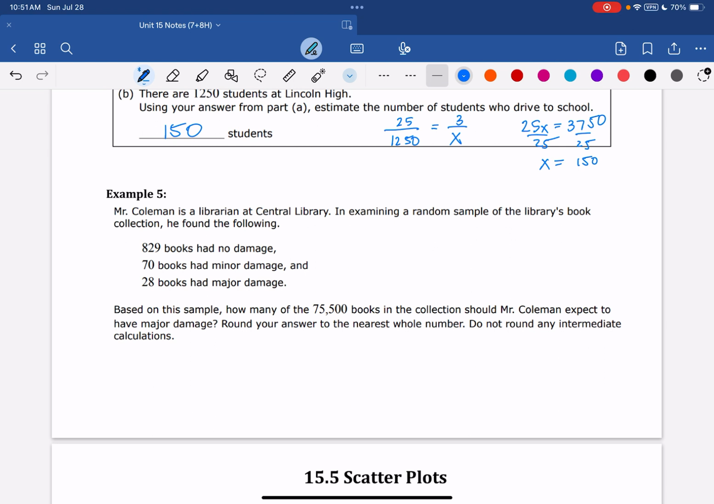Okay. So first we have to figure out how many books he sampled. So 829 plus 70 plus 28. So he sampled 927 books. And he found that 28 of the 927 had major damage, right? So he would expect how many of that big whole population to have that much damage. So we're going to cross multiply.